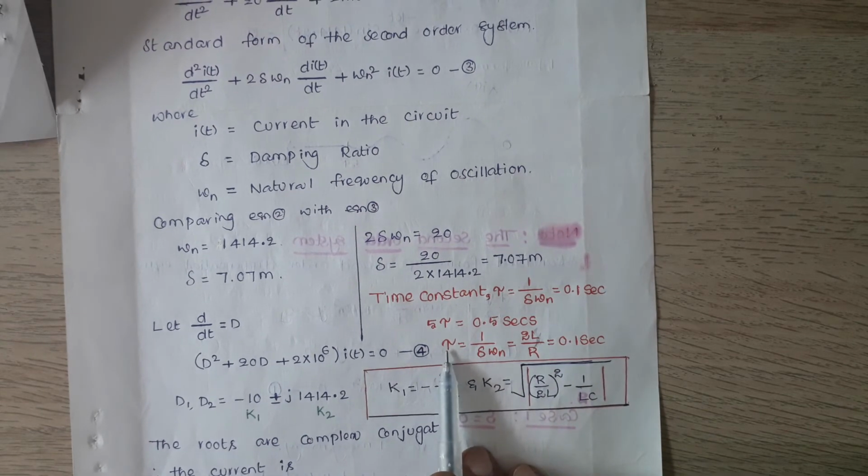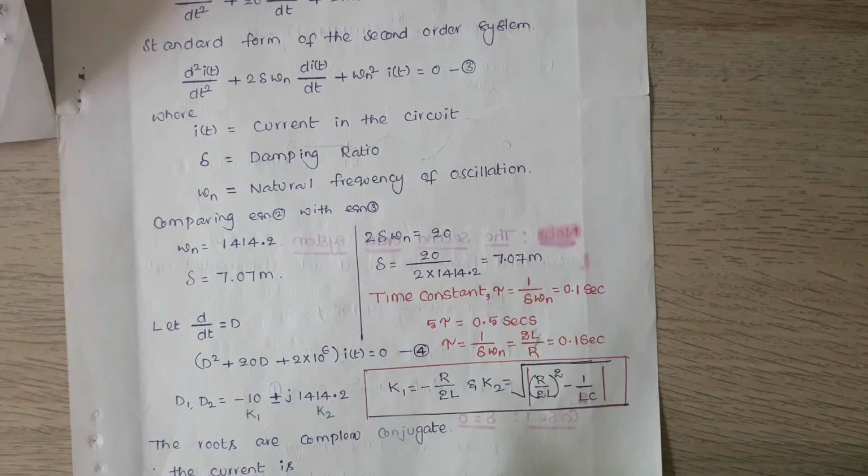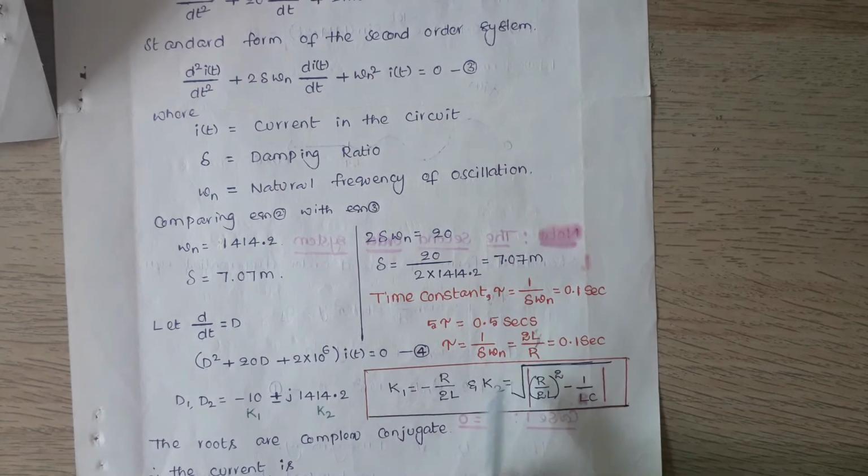The time constant is equal to 1 by zeta omega n. If you know the values of zeta and omega n, you can find the time constant for a second order system. So time constant tau equals 1 by zeta omega n. If you substitute the values, you get 0.1 seconds. So 5 time constants equal 0.5 seconds. So tau equals 1 by zeta omega n, equal to 2L by R, which is 0.1 seconds. If you know the time constant, then after 5 time constants the circuit goes into the steady state.